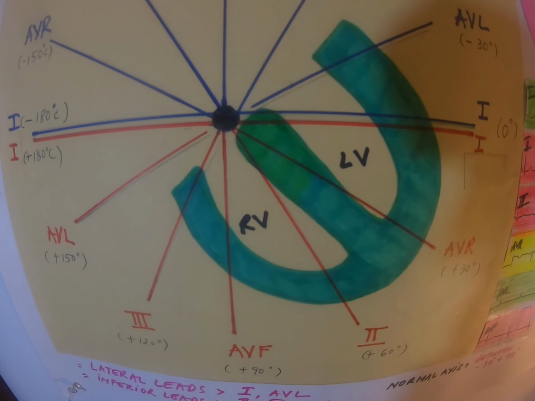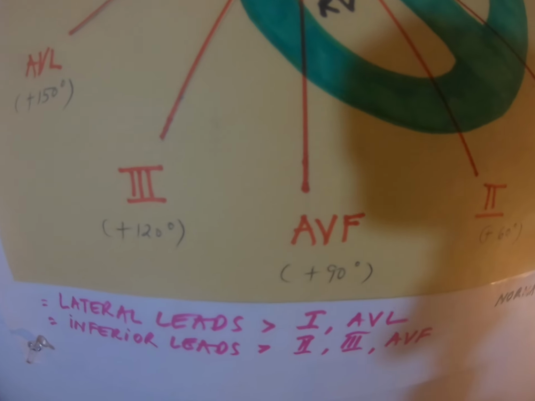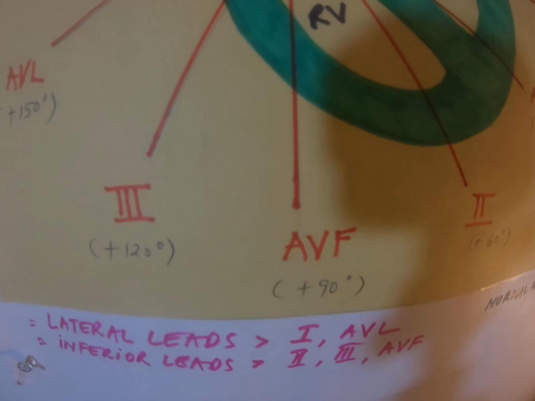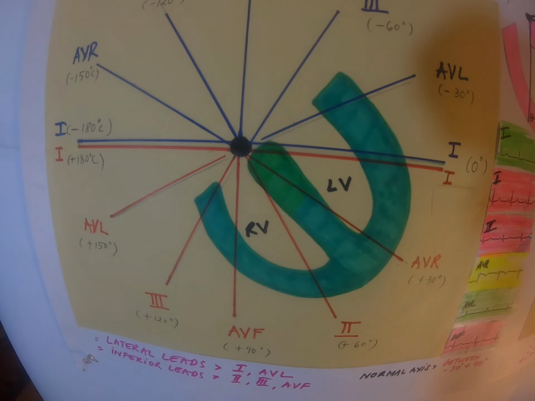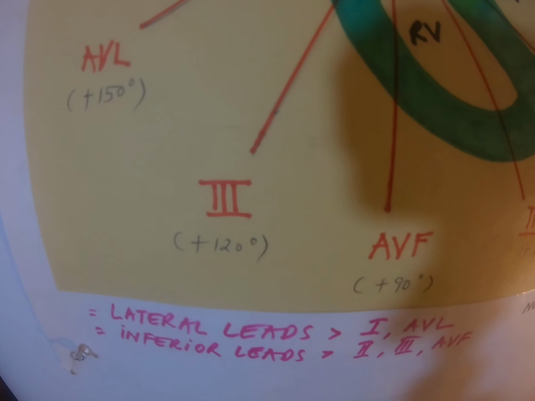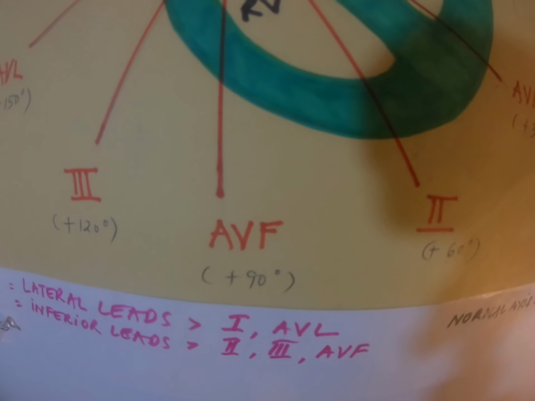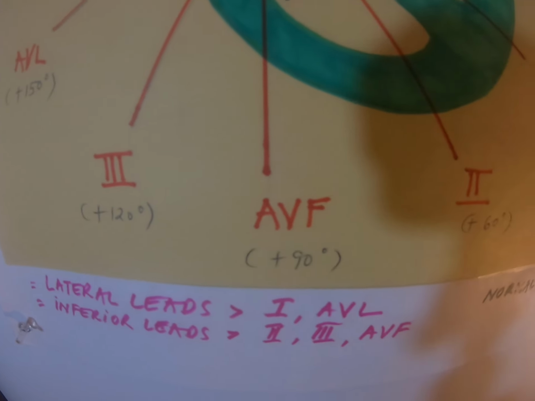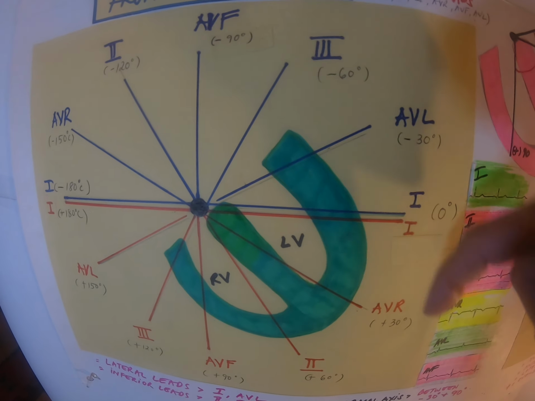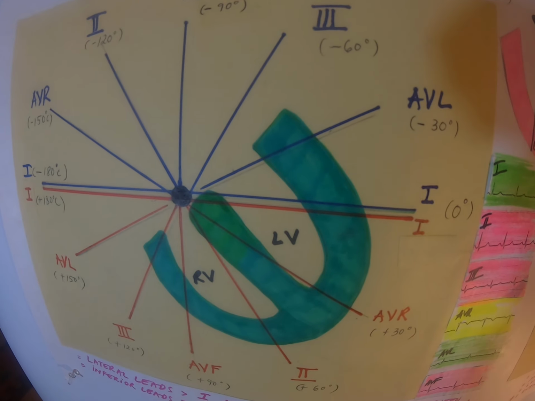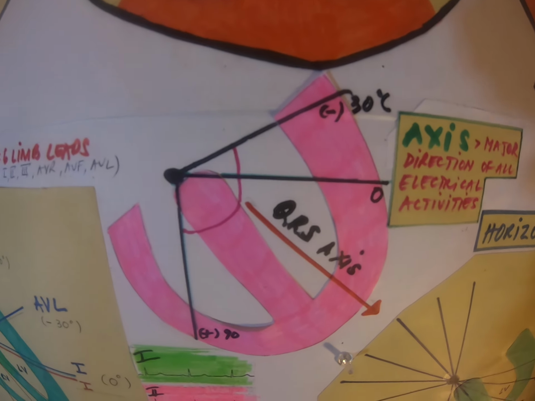The important surfaces that are useful in this plane are the lateral, high lateral, and the inferior surfaces of the heart. So what you see on the lateral leads is AVL and 1, or 1 and AVL, I should say, and the inferior is 2, 3, AVF. So the significance of this side of the heart, this is the flow of all the electrical activity. This is now what you call the axis. So this is the axis.